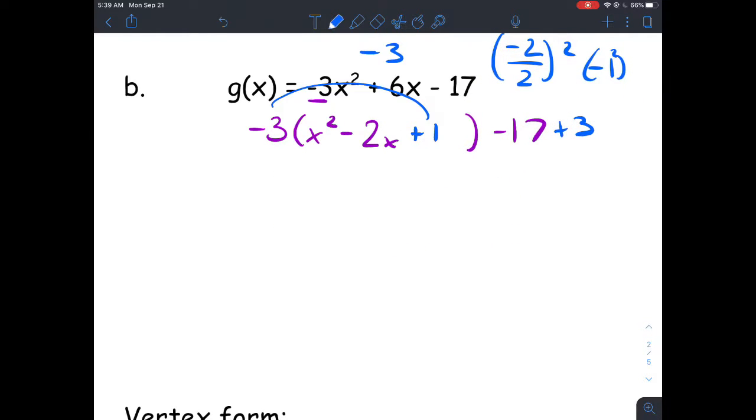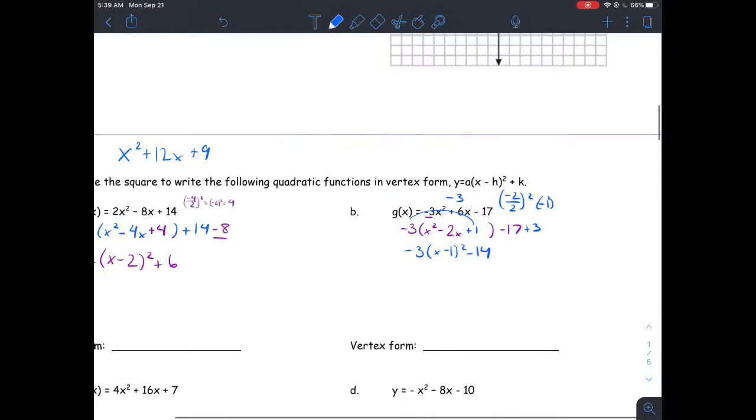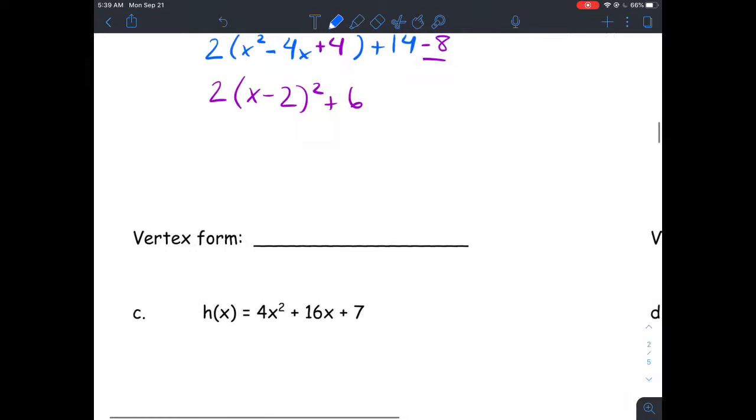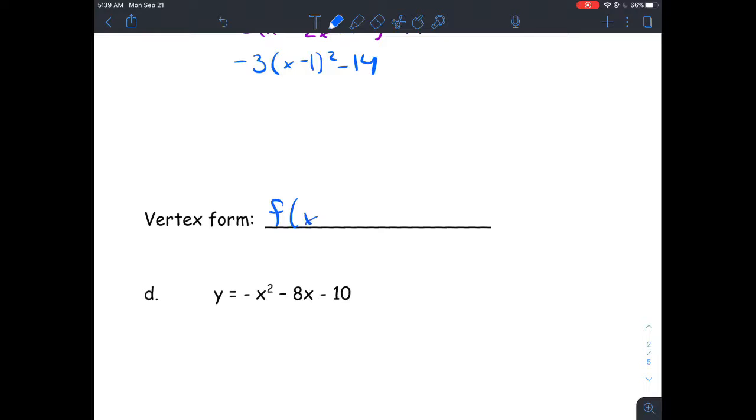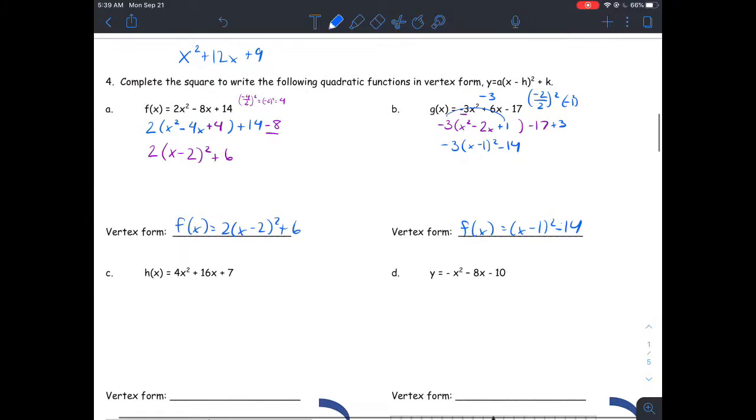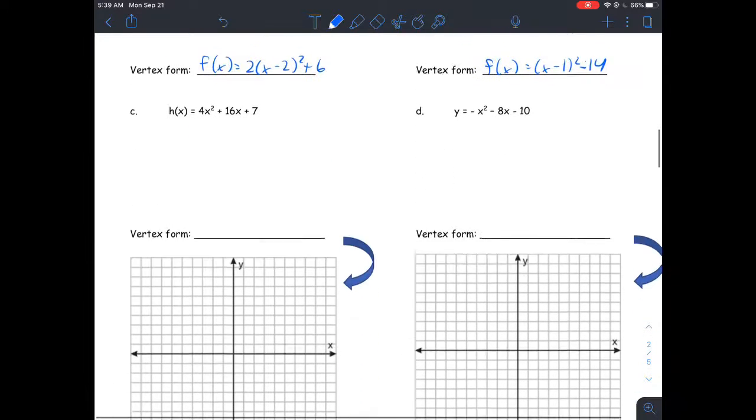So let's go ahead and rewrite this. Minus 3, x minus 1 squared, minus 14. Oh, and actually I should be putting these down here. Sorry, so we should be doing f of x equals 2, x minus 2 squared plus 6. And this guy would have been f of x equals x minus 1 squared minus 14. All right, let's keep rocking and rolling.